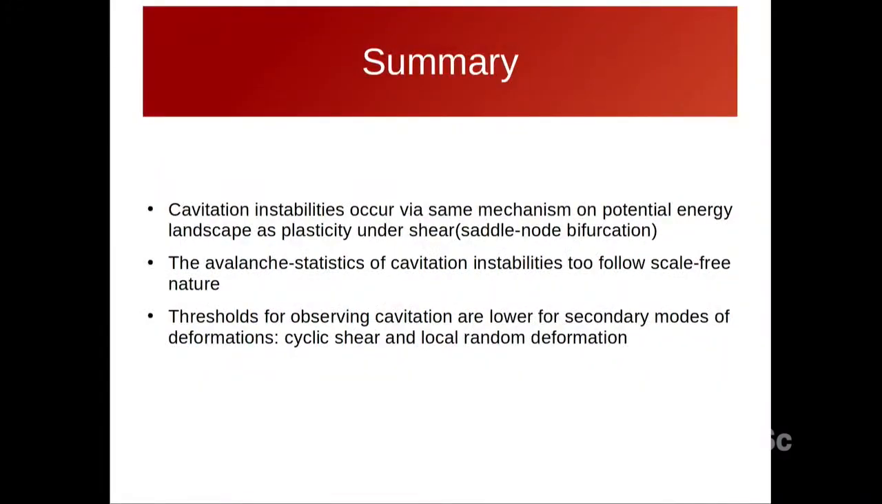And we have also seen that the avalanche statistics of the cavitation instabilities have a scale-free nature. You just have to scale the distributions by some exponents and you get back the distribution for a larger system size. And then we have seen that the thresholds for observing cavitation are lower if you have a secondary mode of deformation, suggesting that under cyclic shear and under activity, cavitation instabilities couple very well, in some sense, better than expansion as a mode of deformation. So that's it. Thank you.